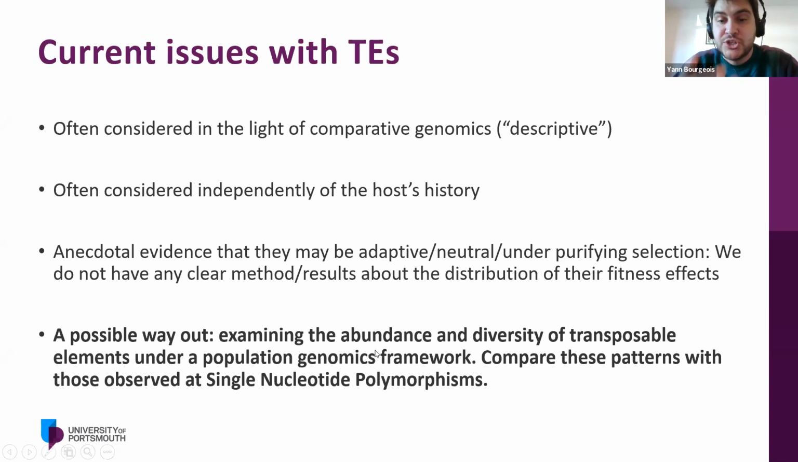So I think that population genetics can provide us a way out to go a bit beyond the descriptive aspects of TE biology by examining the abundance and diversity of transposable elements in populations. So we don't look at one single genome, but we compare diversity across multiple genomes of the same species. And we can compare these patterns with markers that we assume are closer to neutrality, such as single nucleotide polymorphisms that you can find, for example, in intergenic regions.